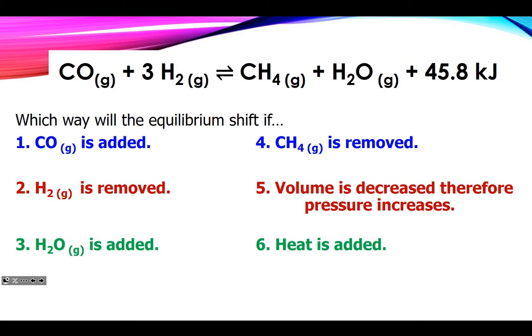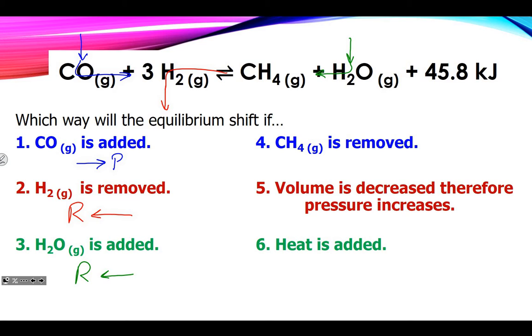All right, let's try this first one. CO is added. That means it's going to go that way towards the products, right? H2 is removed. That means I've got to come through the equation to get to it. That means the reaction's going this way. Okay, H2O was added up above. That means I got to go through the reaction that way. That means I'm headed to the reactants.